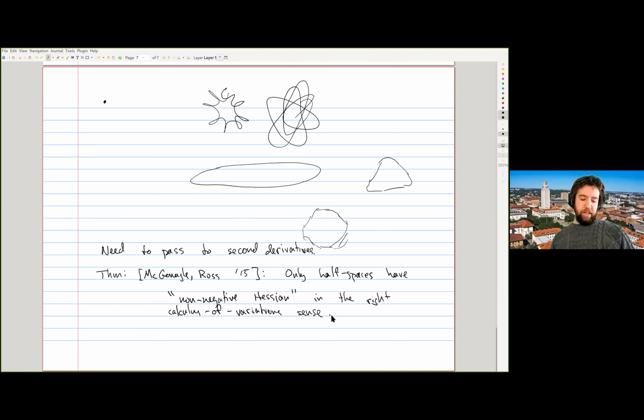It also tells you a little bit more, which is maybe nice: in some sense, half spaces are the only local minimizers of perimeter. I'm not sure if it has any applications in probability, but maybe it's nice for some other things.